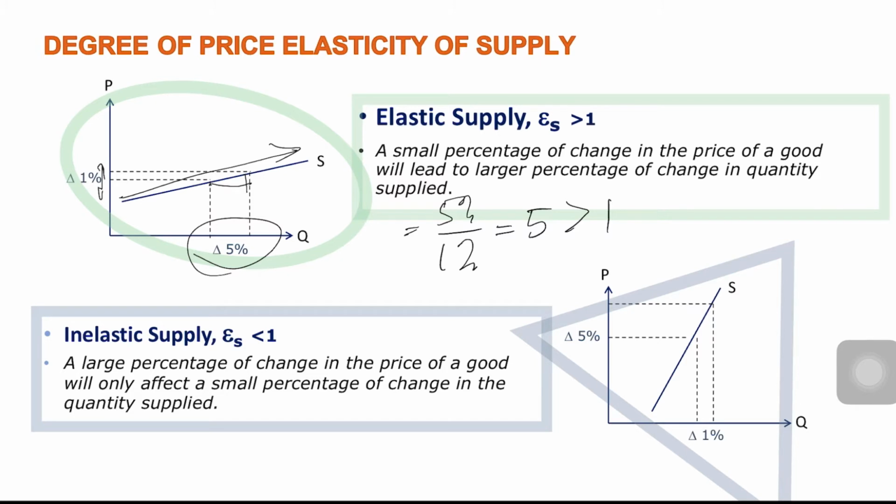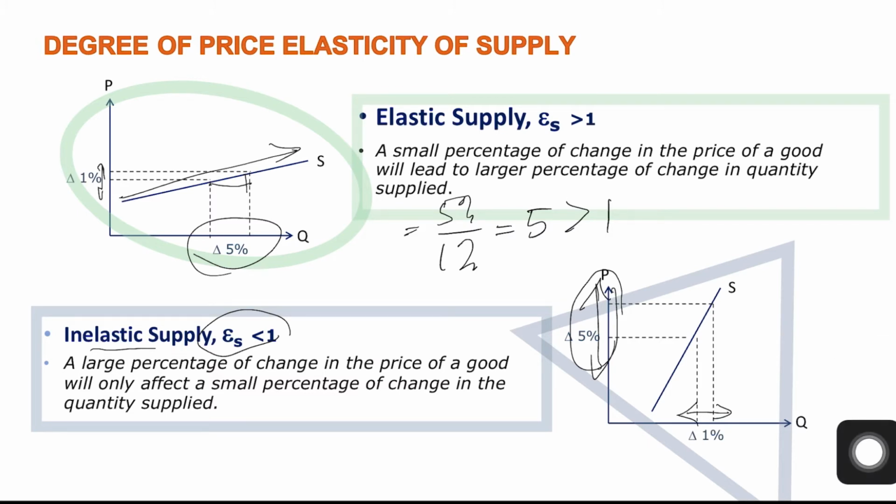Okay, the second one is inelastic supply. For inelastic supply, when you get a coefficient value less than 1, it means a large percentage change in the price will lead to a smaller percentage change in the quantity supplied. The quantity does not really respond to the price changes. For example, agriculture products, such as the price of banana. And if you look at the diagram, the supply curve is steeper compared to elastic supply.